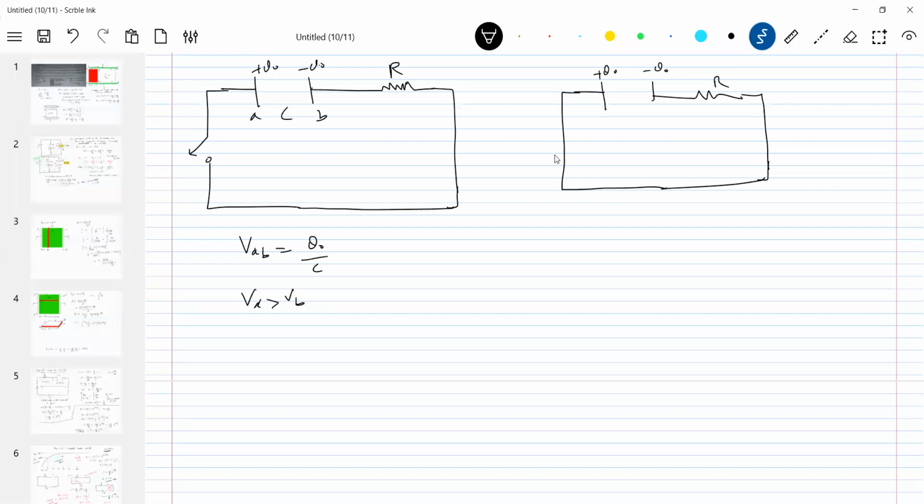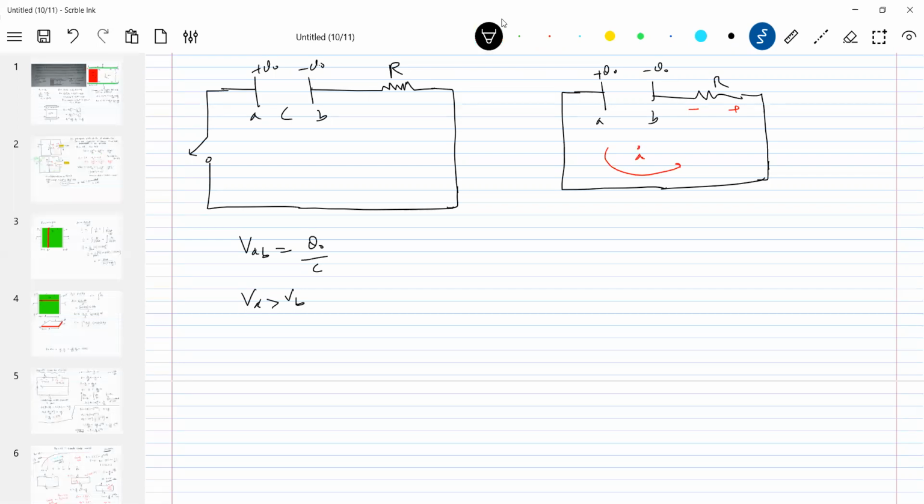VA is greater than VB. The moment you close the switch here, the potential of plate A is greater than B. So what will happen to the charge? Charge will start flowing from high to lower potential, and there's a path. So therefore, the current starts flowing here. So there's a discharging current. And how will it flow? Like this. So this will be plus minus.